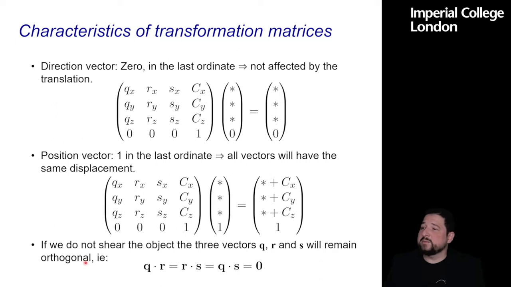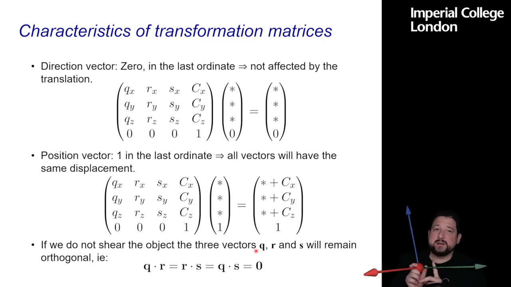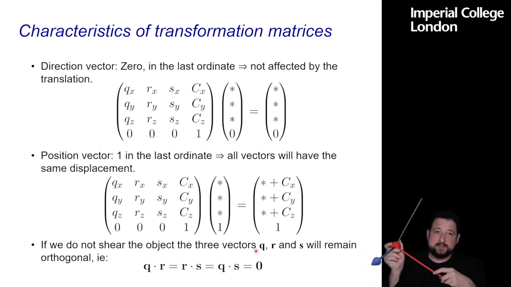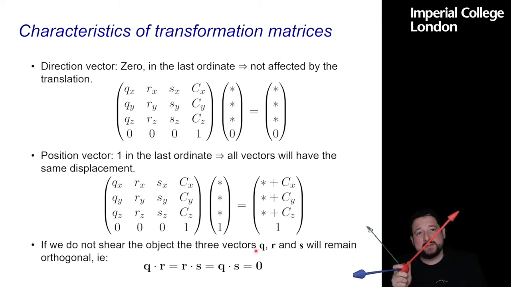So if you do not shear the object, these 3 vectors Q, R, and S are 3 vectors like this in our coordinate system, which are orthogonal here, by the way, right? So if I do not apply any shearing operations in my transformation matrix and only use what we learned to this point, translation, scaling, and rotation, then after applying this matrix, these axes here, Q, R, and S, will also be orthogonal, right?